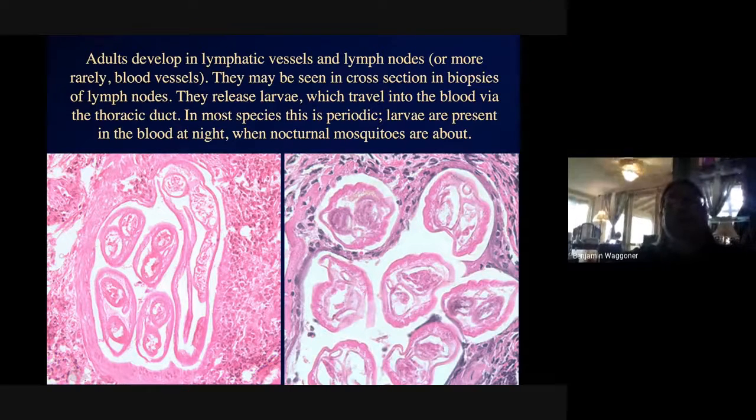The sexes are separate, so males and females mate and release larvae, which travel into the blood via the thoracic duct. The thoracic duct is the interconnect between the lymphatic system and the circulatory system. Just a little thin-walled duct that drops into your, I think it's your vena cava, and returns the contents of the lymphatic system to the circulatory system.